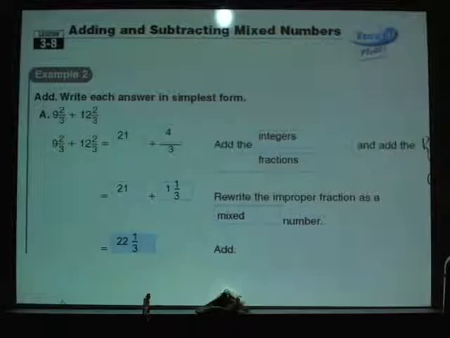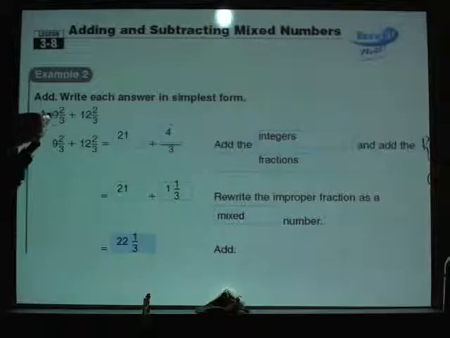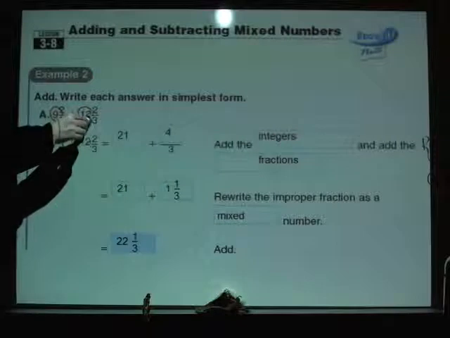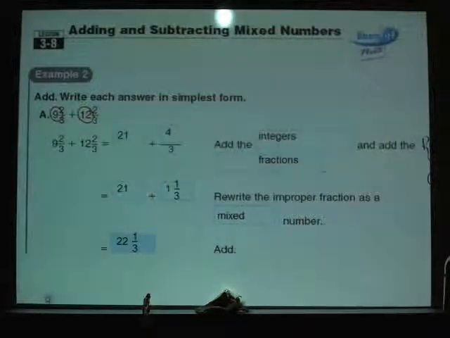Okay, number 2, we're going to add, and we're going to write our answers in simplest form. All right, so we're going to do the same thing we did in the last question. However, this is not a word question, so we don't have to extrapolate any information here. We can just go ahead and combine things here. So we've got 9 and 12 from the whole number parts of this question, 9 and 2/3 plus 12 and 2/3, 9 and 12 being the whole numbers.